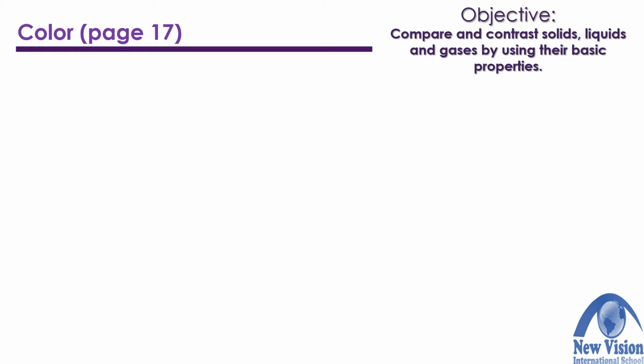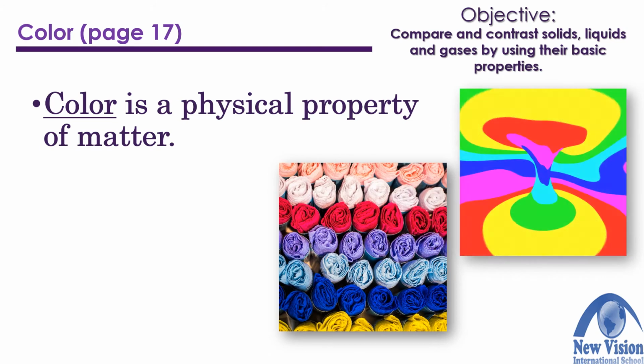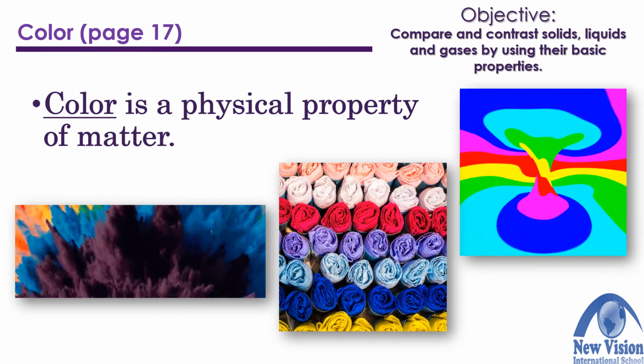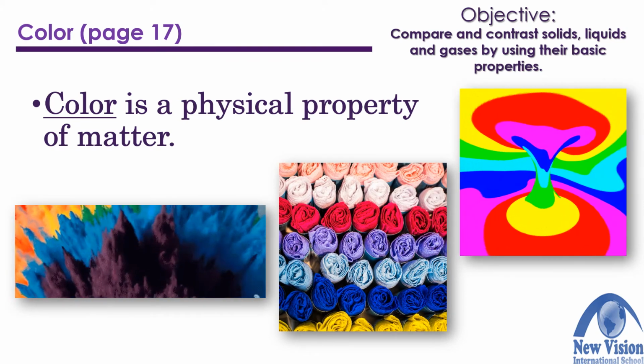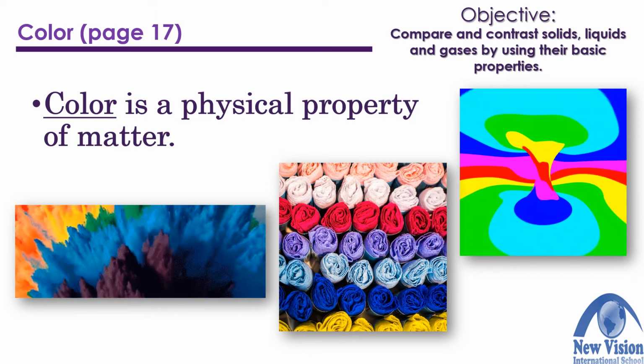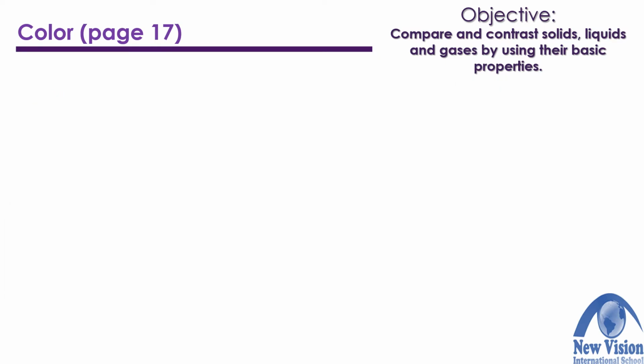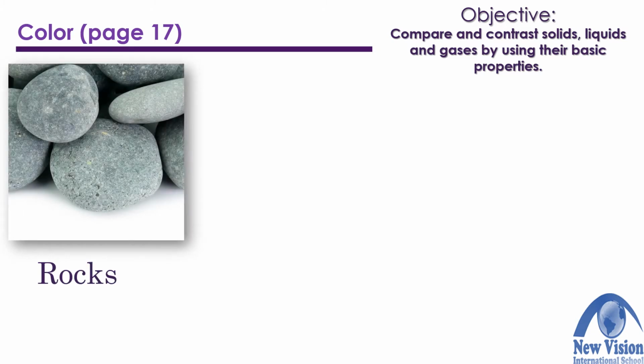One example of physical property is color. Color is very useful because you can determine the color of a piece of matter just by looking at it. Color often helps us determine the kind of matter we are looking at, or the state and condition of that piece of matter. For example, these rocks are gray in color, and we can tell that they are solid and they are hard.